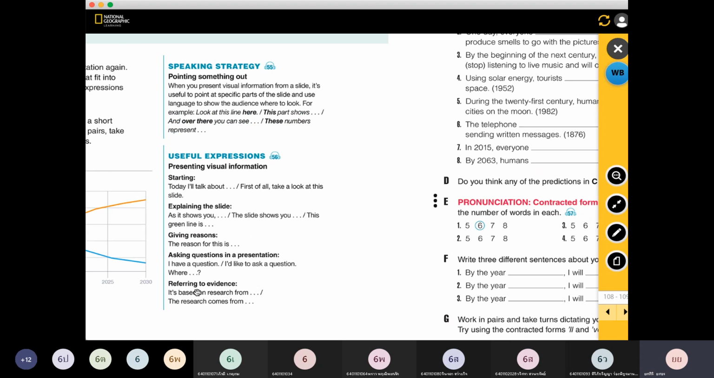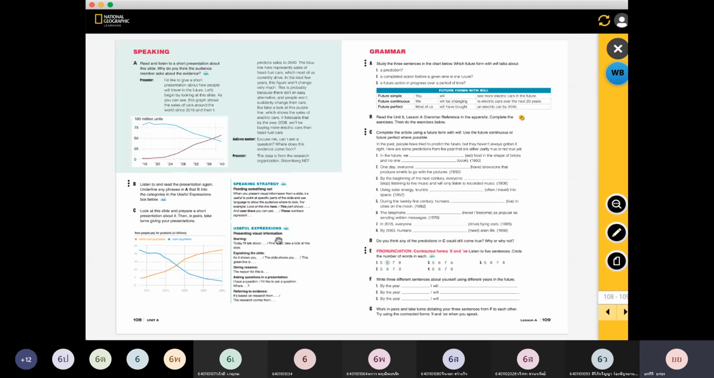So you can use these expressions to explain the phenomena, to explain what you want to point out in your research, in your ideas, in your opinion, something like that. You can use these to explain further.